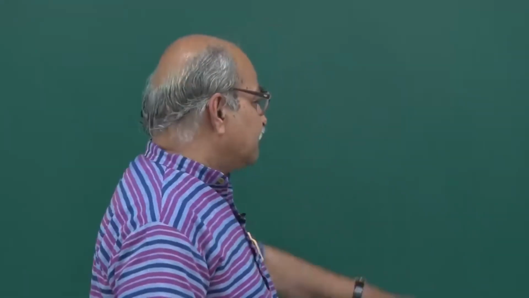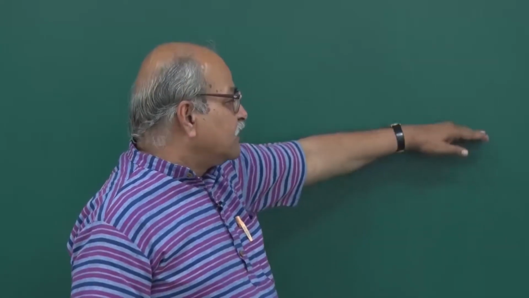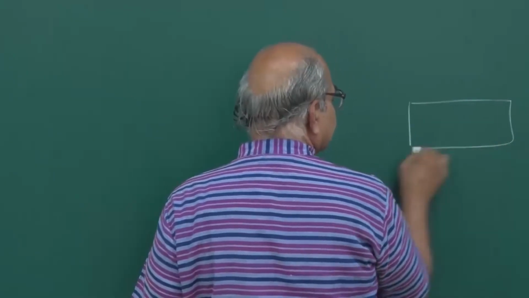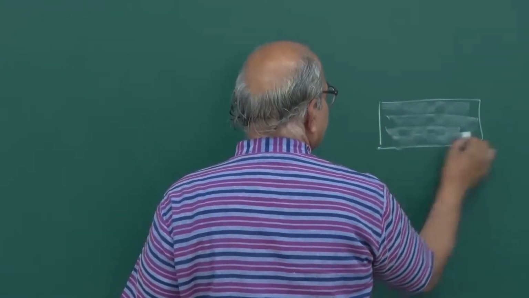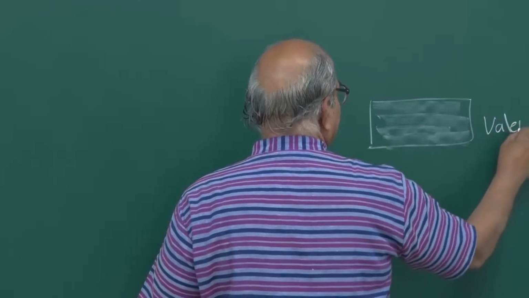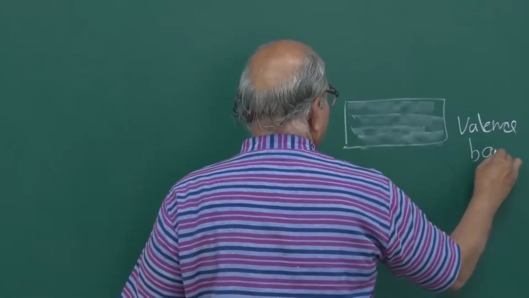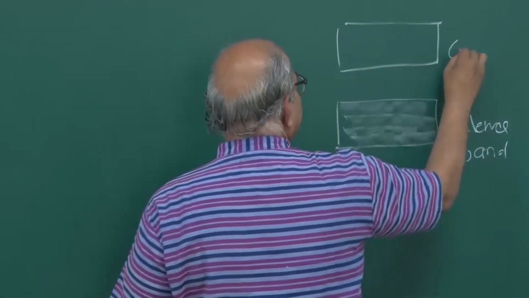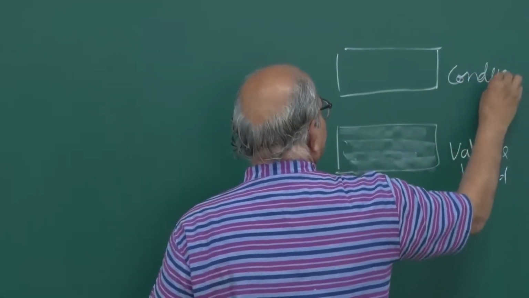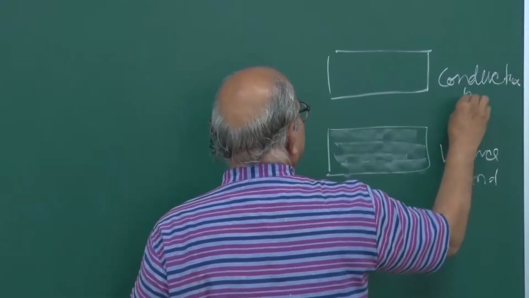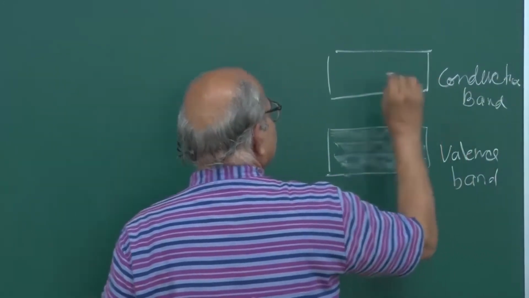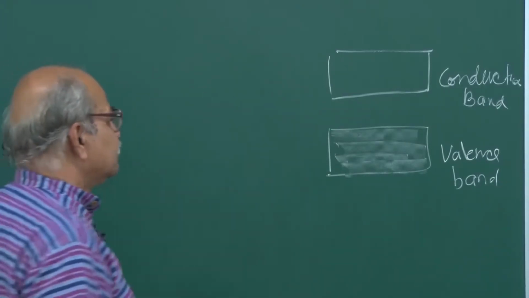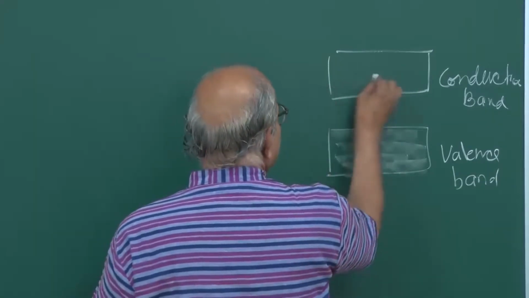One in which you have filled bands. The highest filled band, which we called valence band, and then next is conduction band, which is not completely filled. It can be completely empty or it can be partially filled. So one variety is where it is partially filled.